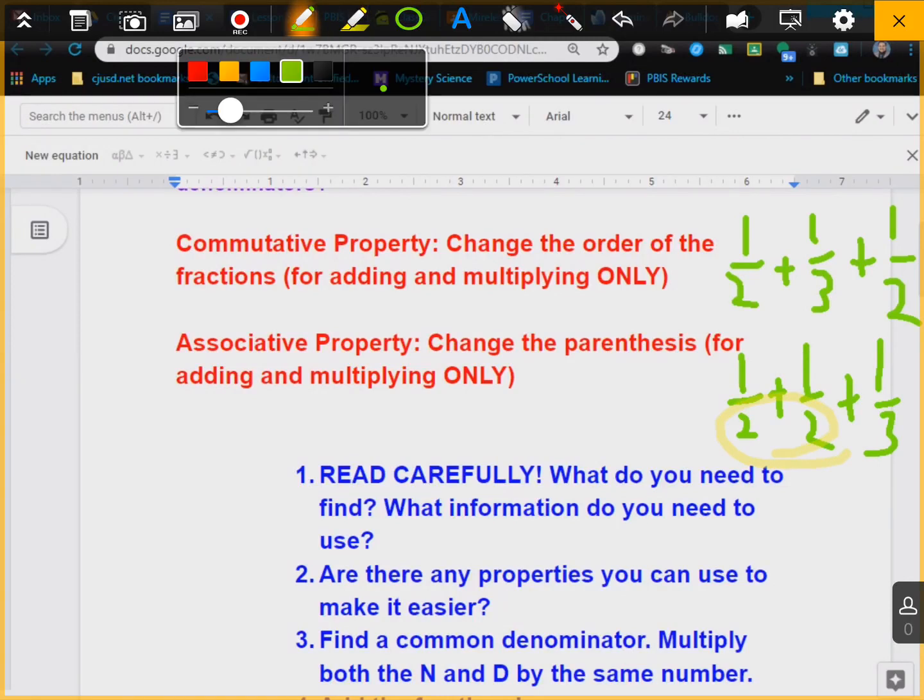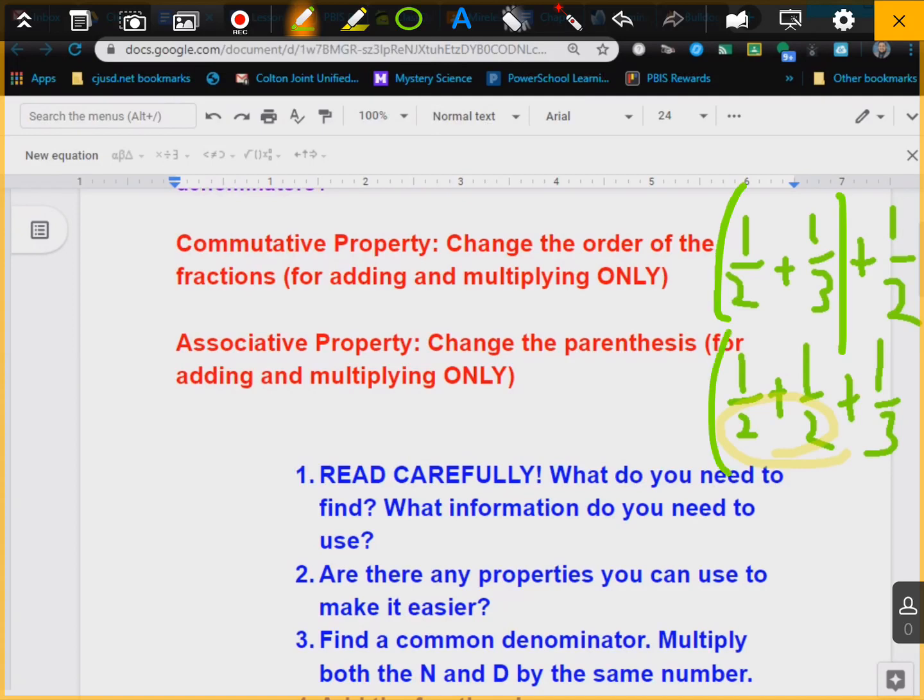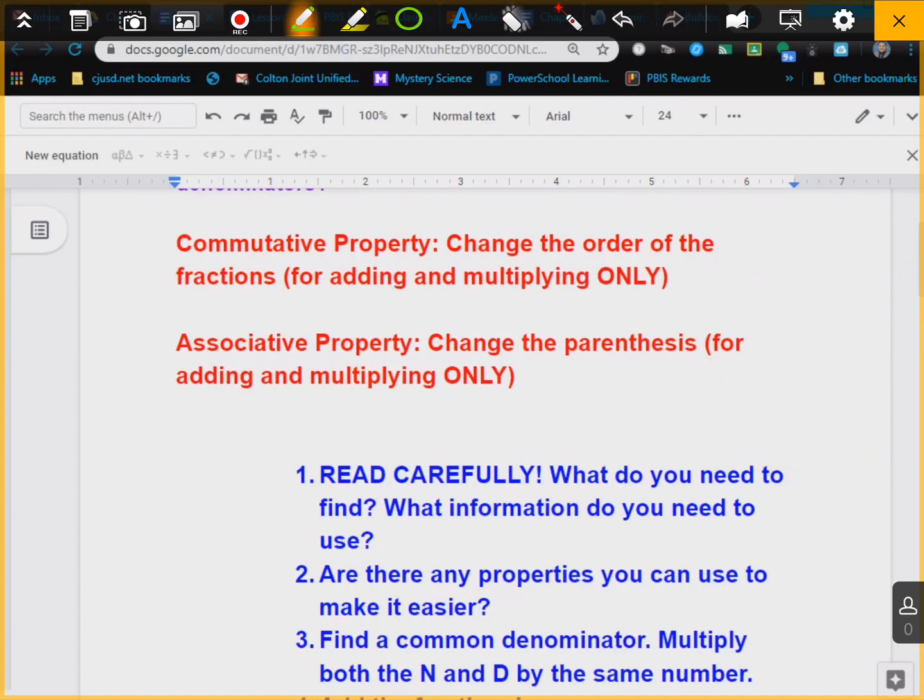Associative property is with parentheses. You can change the parentheses. So let's say I have these two in parentheses. Well, I can change it to these two in parentheses. Okay, so you don't need to write that down, but you do need to write down these steps.